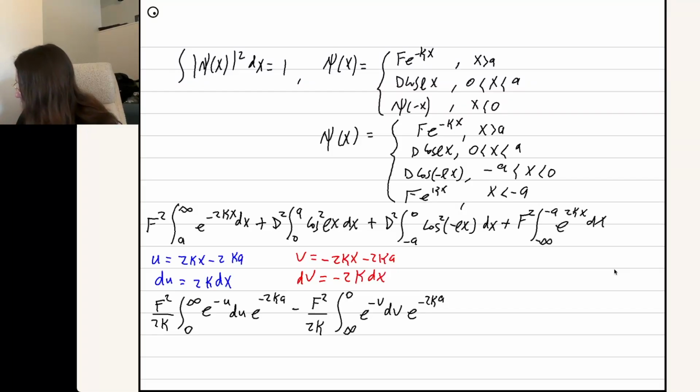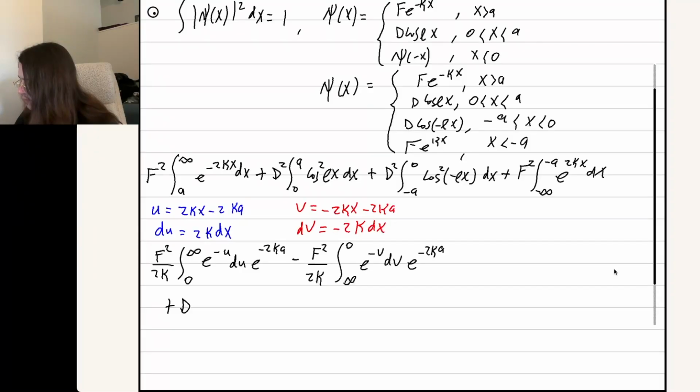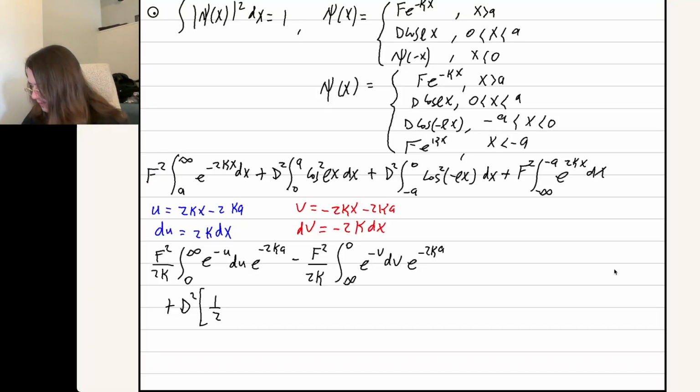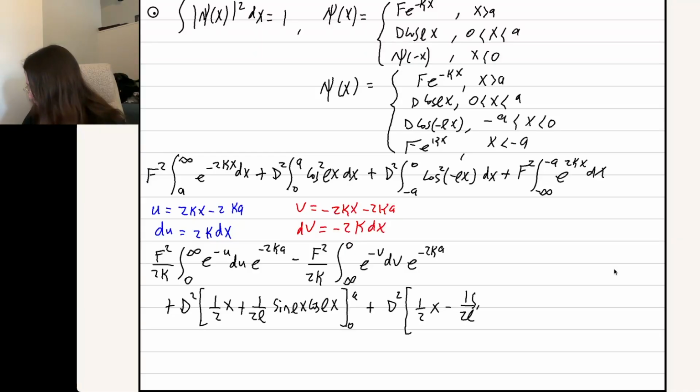And we still have this weird exponential left over. And then the d squared integrals, I'm just going to do from a table integral. This is 1/2 x plus 1 over 2L sine Lx cosine Lx. And that's from 0 to a, and then there's the other d squared integral, which is still 1/2 x, but then minus 1 over 2L sine minus Lx cosine minus Lx. And that's from minus a to 0. Cool stuff.